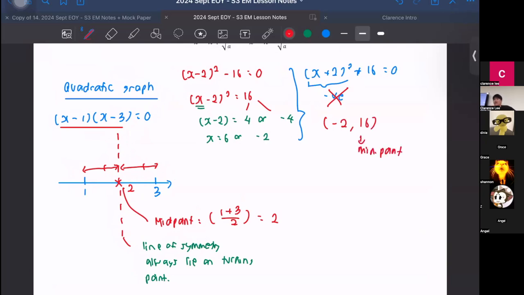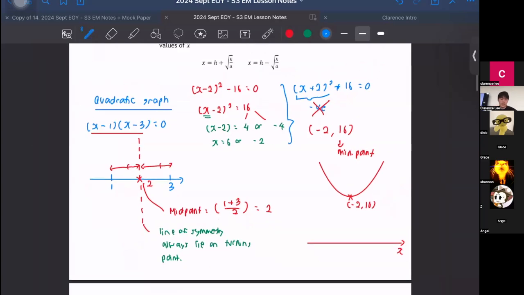Meaning to say, when you draw a smiley face graph, the lowest it can ever go is at negative 2, 16. My y value is 16. If my lowest value is at 16, do you think there will be a point whereby my graph touches the x-axis, whereby y is 0? No. So that is another explanation that you can consider, by saying that the minimum point is above the x-axis, therefore there's no solution. So you have these two methods to explain why there is no solution for specific quadratic equations.